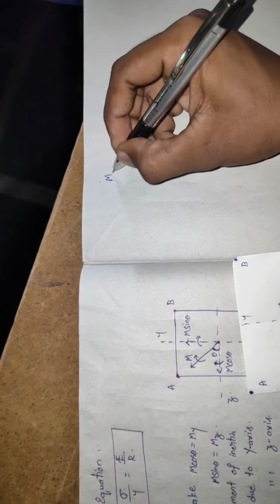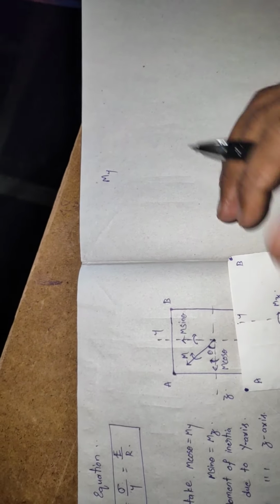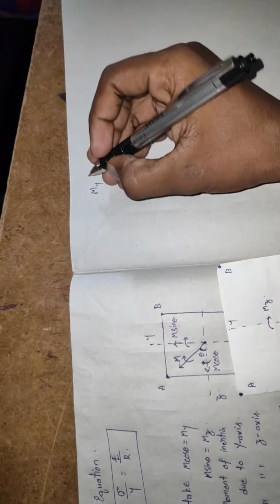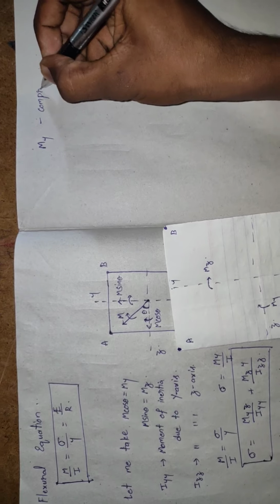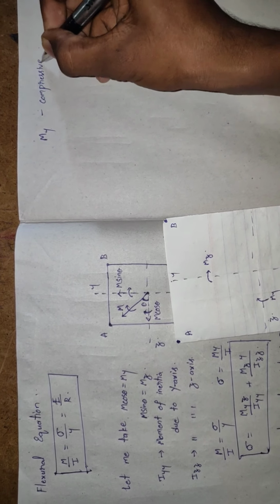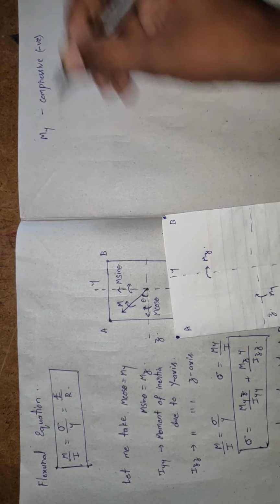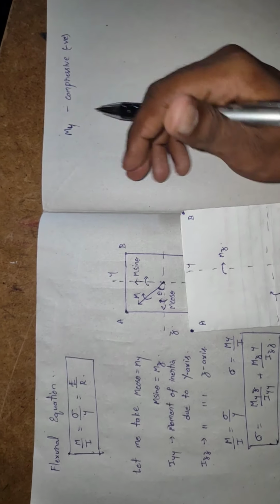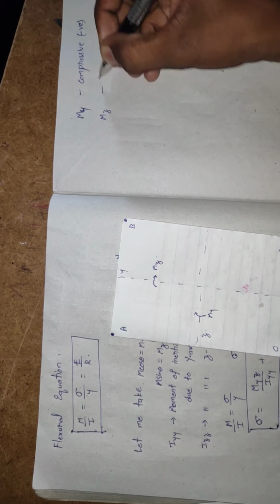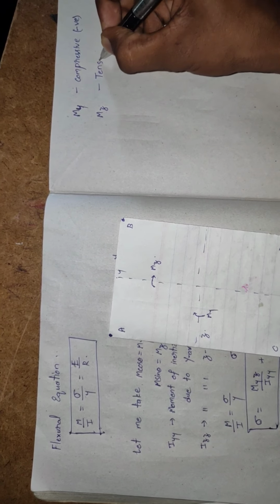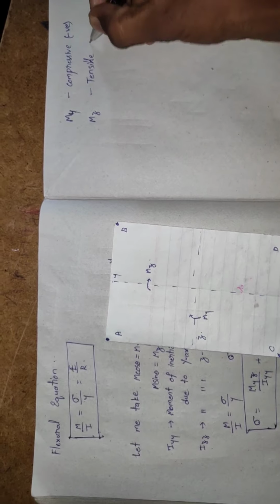That's why we will take, let me take compressive as negative. Due to that it compresses, so that decreasing the length, that is decreasing value. So we will take compressive as negative, and tensile as positive. That is positive.